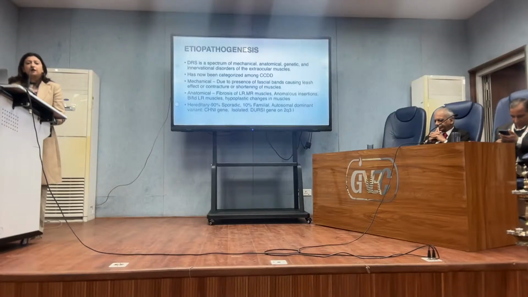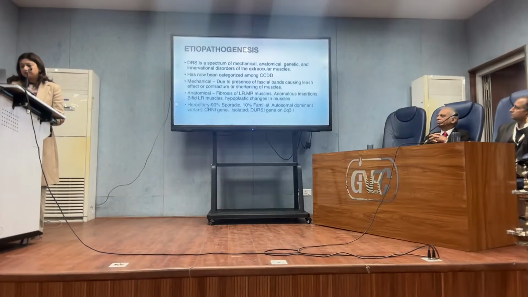90% of the patients are sporadic, and 10% are familial. So the isolated patients usually have a DURS1 gene, which is located on chromosome 2q31. And for the autosomal dominant variant, a lot of work is now being done on the CHN1 gene, which is seen to be mutated in Duane's cases.